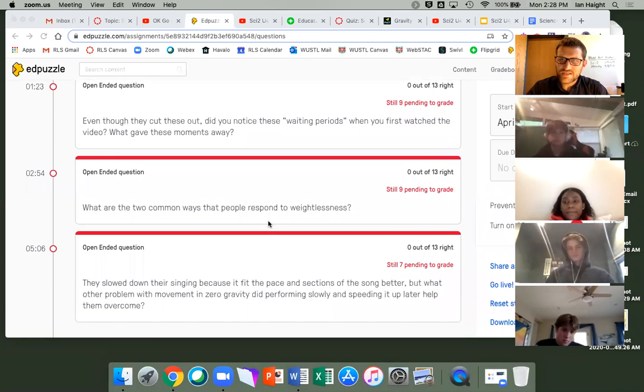So what are the 2 common ways that people respond to weightlessness? Flail and swim? Or just swimming and vomiting. And so that's why they call it the vomit comet. Apparently these things smell really bad. And it's funny that because you're swimming, you think you are falling.